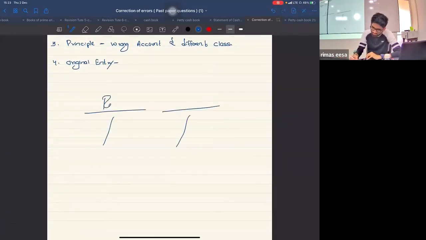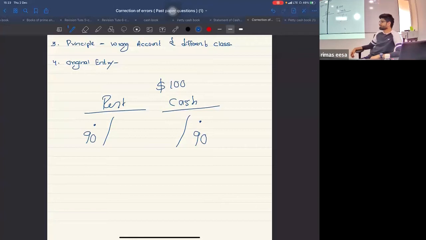Now imagine you are paying, same example I am taking, where you are paying for rent by cash. Let's say the correct amount is $100. So you have to debit rent and credit cash. You know what you did? By mistake, you debit 90 here, credit 90 there. Have you made a mistake? Yes. The correct amount is 100. How much have you entered in both the accounts? 90.